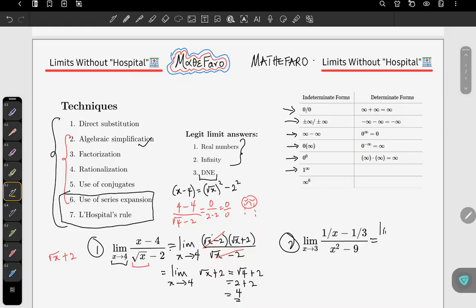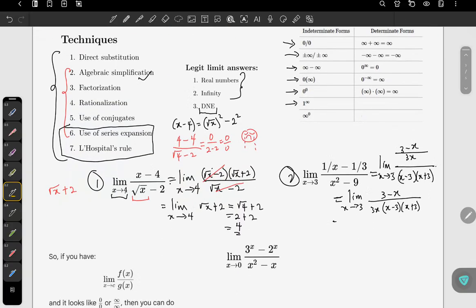So our numerator can change into (3 − x) over 3x, and our denominator we can factor as (x − 3)(x + 3). So this is the same thing as the limit as x goes to 3 of (3 − x) over 3x, times 1 over (x − 3)(x + 3). And that is the same thing as the limit as x goes to 3 of, this cancels this and we're left with negative 1.